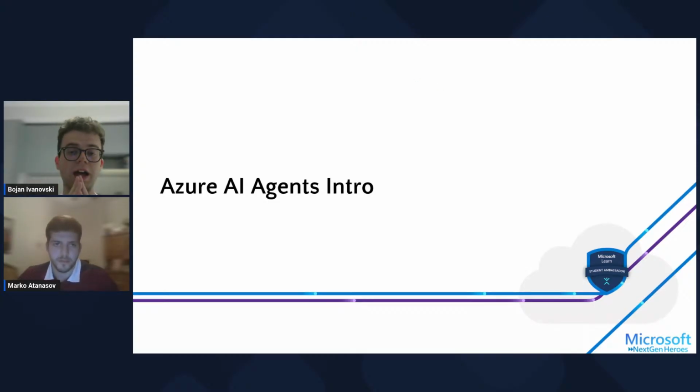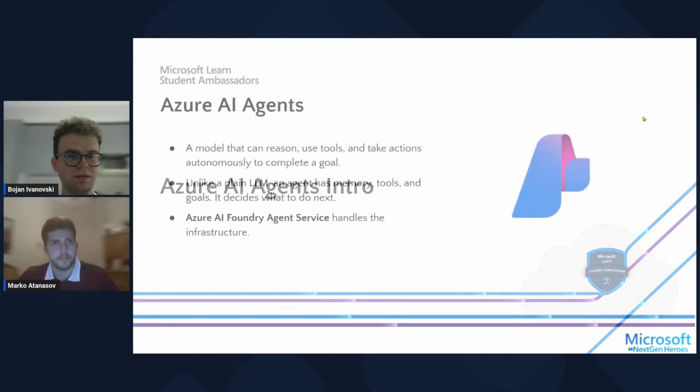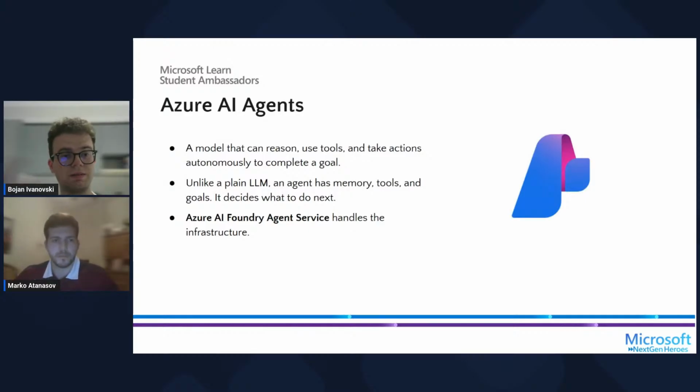So basically, a lot of people hear the word agent and think that it's just a fancy word for a chatbot, but it's not. An agent is a model that can reason, use tools, and also take actions on its own to complete a goal. The key difference between a plain LLM and an agent is that the agent has memory, has tools, and, of course, the most important thing, it has a goal that it needs to achieve. So it doesn't just answer, it also decides what to do next.